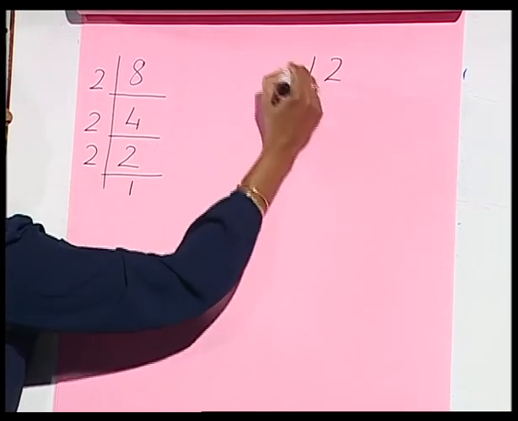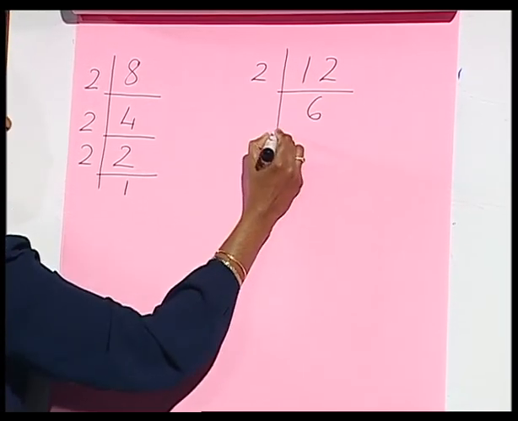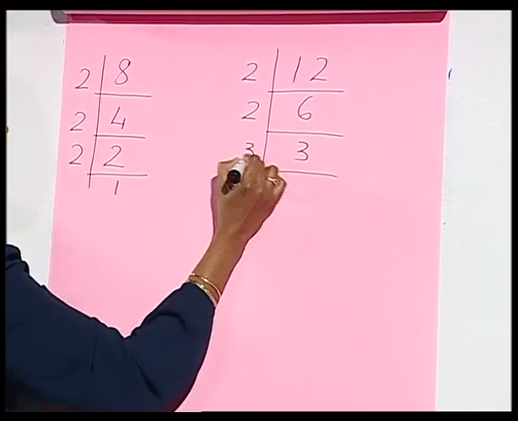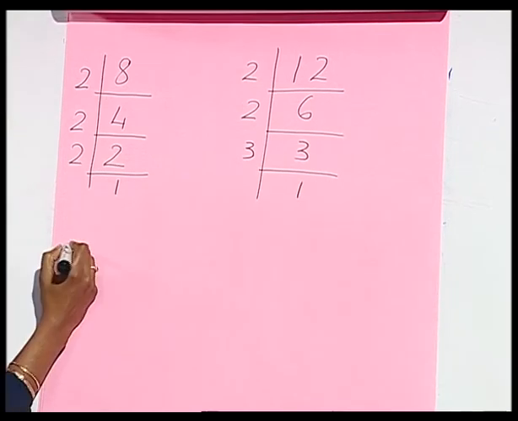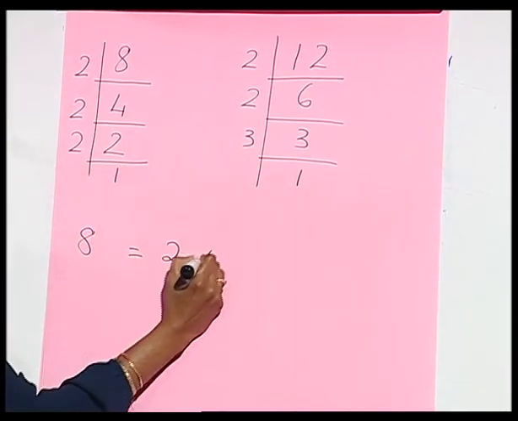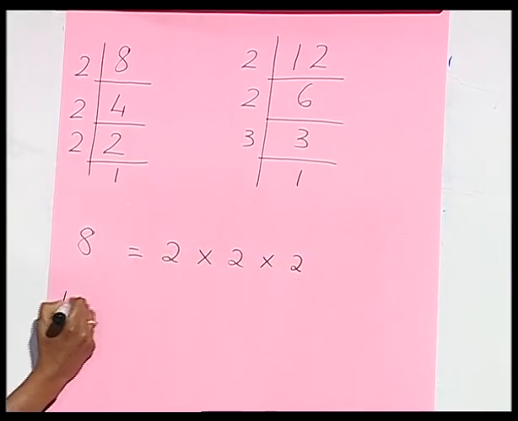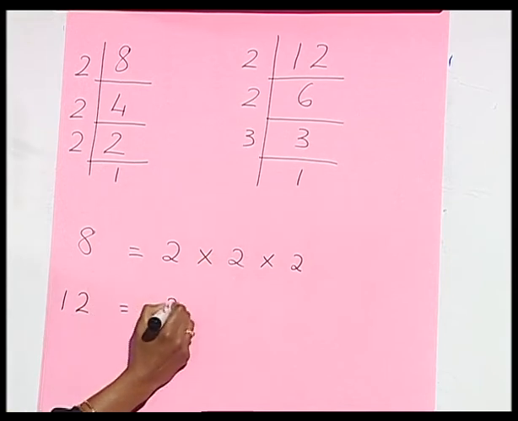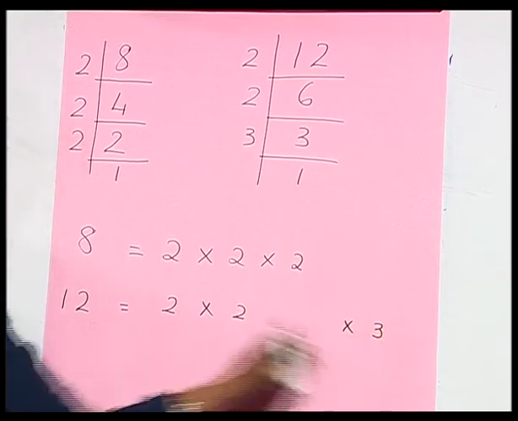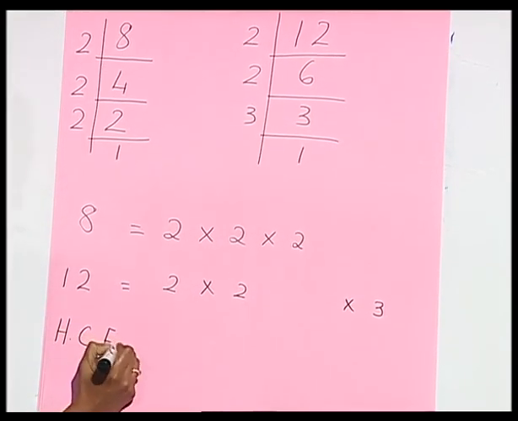12, I divide by 2, 6, I divide by 2 again, I get 3. And I divide by 3 to get 1. So 8 can be written as 2 times 2 times 2. 12 can be written as 2 times 2 times 3. Now, I'm going to look at the highest common factors.